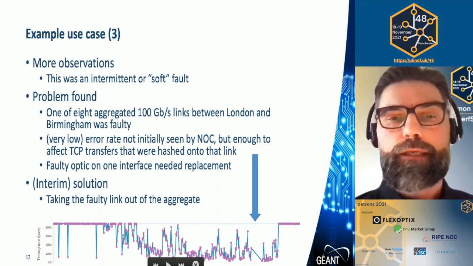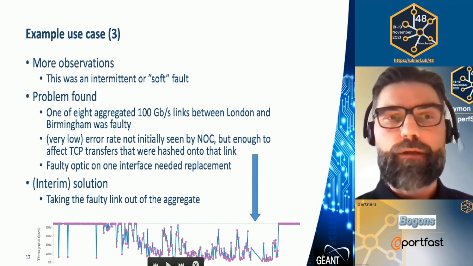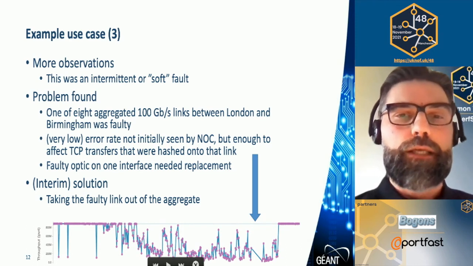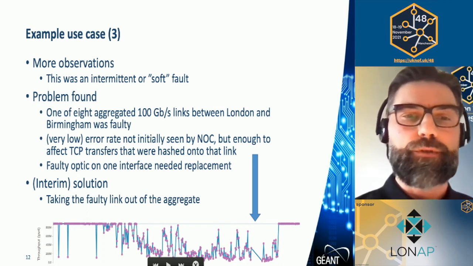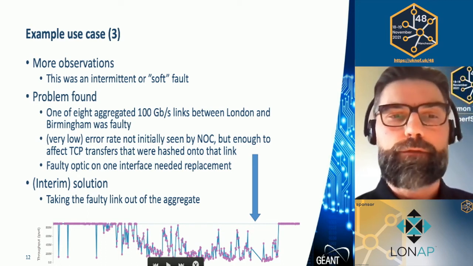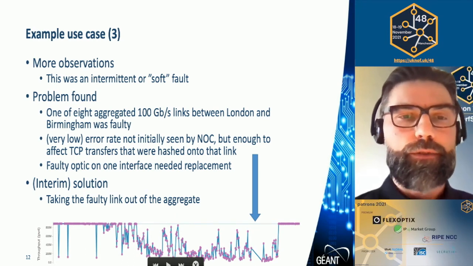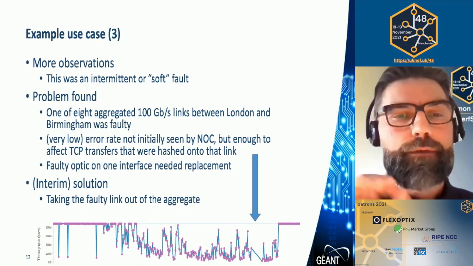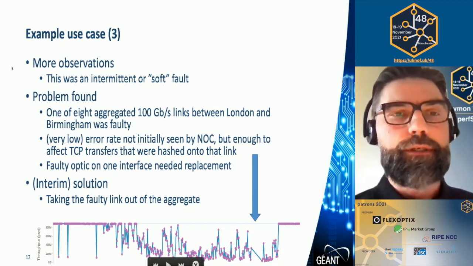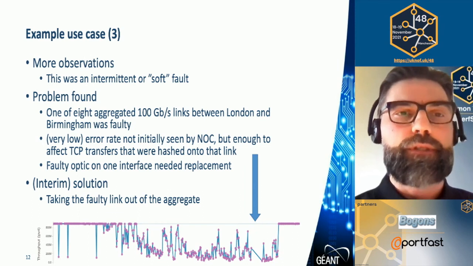Next slide, please. So finally, what was concluded here, also proved by the throughput graphs which you can see below, they found an example of a so-called soft fault. So when something is not evidently, obviously broken, like a link down, but rather failing silently because of the error rate on one of the interfaces in the aggregated link between London and Birmingham. So there was one of the 8 of these links which has a very low error rate, not initially seen by the network operation center, but enough to affect the TCP transfers and the application.